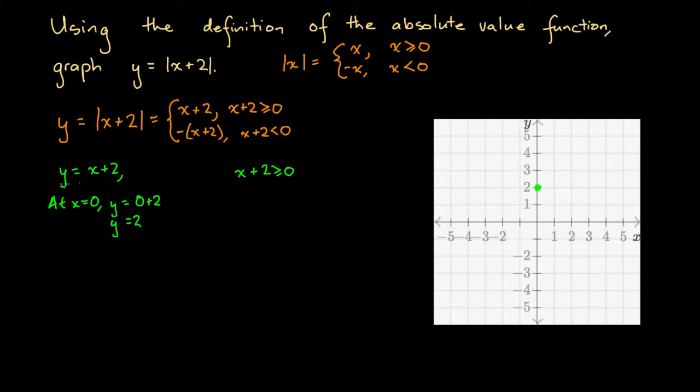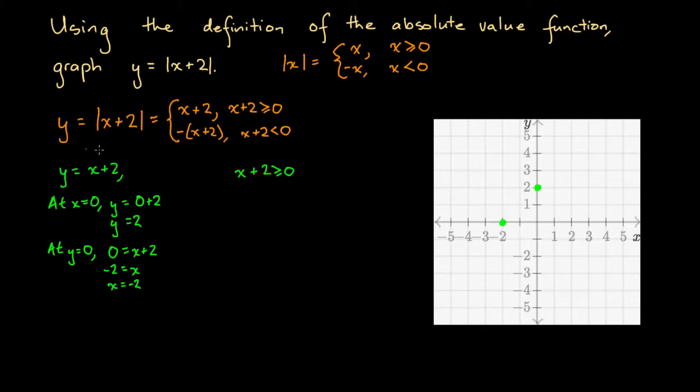Let's find another point. Let's find the x-intercept, so we can say at y equals 0, because y equals 0 defines the x-intercept, we've got 0 equals x plus 2. Let's subtract 2 from both sides, so then we get negative 2 equals x, or alternatively x equals negative 2. This is another point we can plot. So we've got x equals negative 2, so that's 2 units left of the origin, and 0 units up or down. So we found these two points.